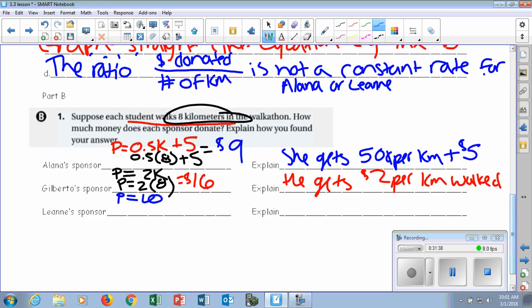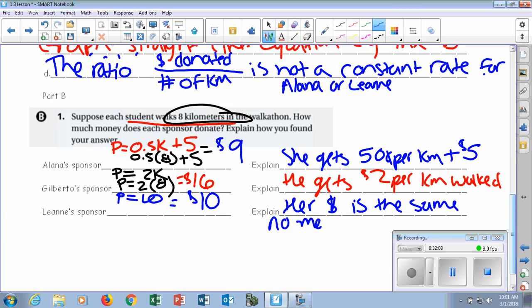Okay, so it says, this is a tricky question. It says, suppose each student walks 8 kilometers. Well, how much money does Leanne get? She gets $10. Because we said before, it doesn't matter how far she walks. Whether she walks 0 kilometers, 8 kilometers, 10, it doesn't matter. She's going to get $10. So our total is $10. And in our explanation, it says her money is the same no matter what.